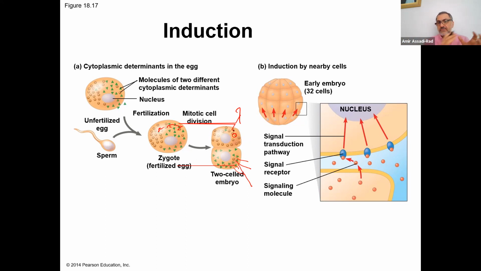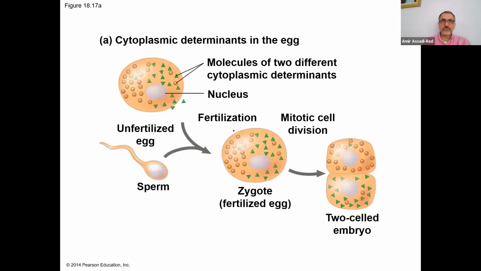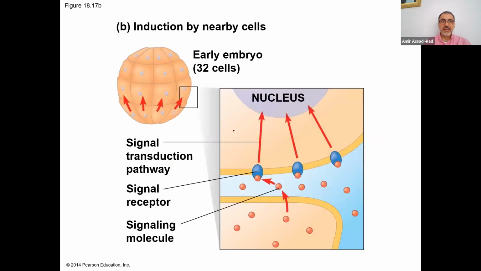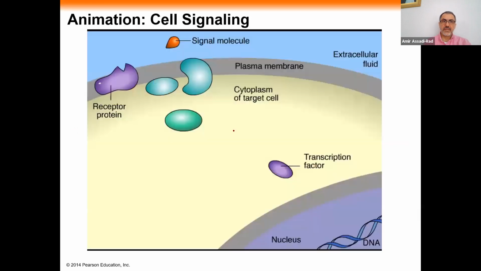Of course, they're released from these stem cells, and the next cell they go to, it triggers the machinery, the genes of the next cell, and that cell becomes muscle cells. Cytoplasmic determinants in the egg, right here, molecules of two different cytoplasmic determinants. The nucleus, of course, fertilization takes place, and a two-cell embryo, and right here is induction by nearby cells. It's released to the next cell, and of course, they have the receptors.